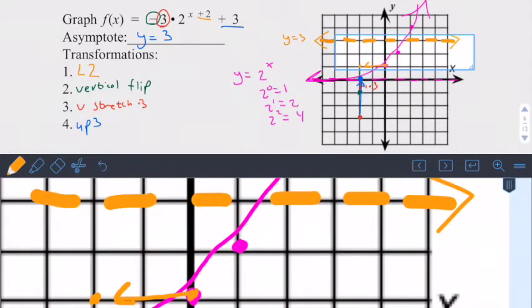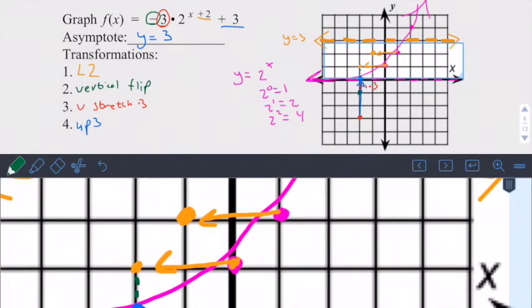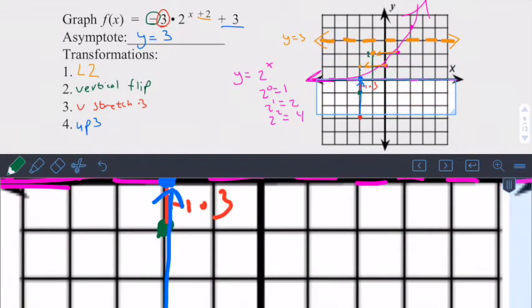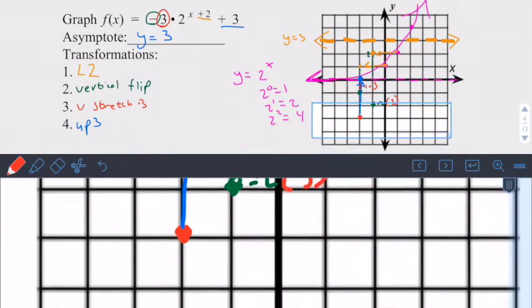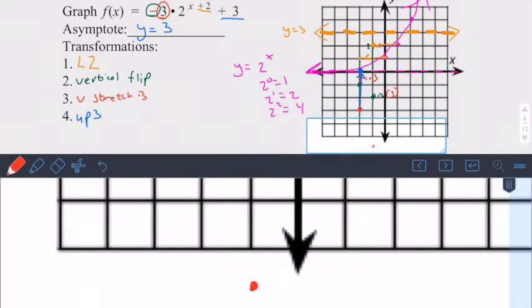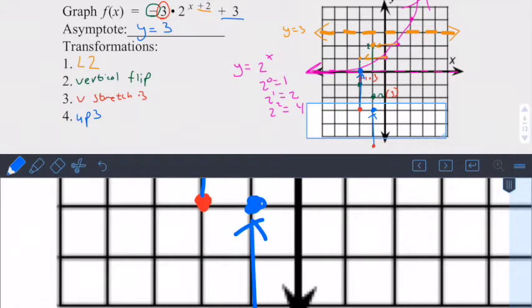Now I'm going to take my second point, go left 2. Vertical flip, I was 2 above, so I was at positive 2, so I'm going to go down to negative 2. And then vertical stretch by 3, so negative 2 times 3 is negative 6. So I'm going to go down all the way to negative 6. Then up 3, 5, 4, 3. This is my final point.